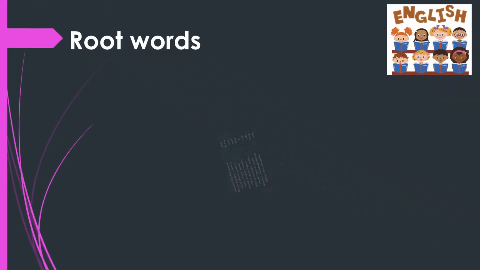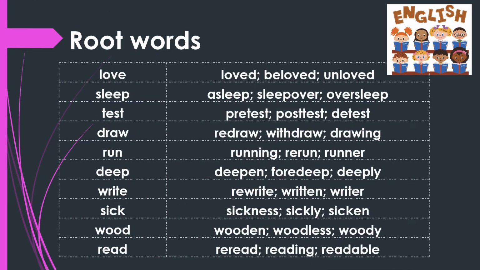Here are some examples of root words and words that have them. First is love. We have loved, beloved, and unloved. Sleep. Asleep, sleep over, oversleep. Test. Pretest, post-test, detest. Draw. Redraw, withdraw, drawing.